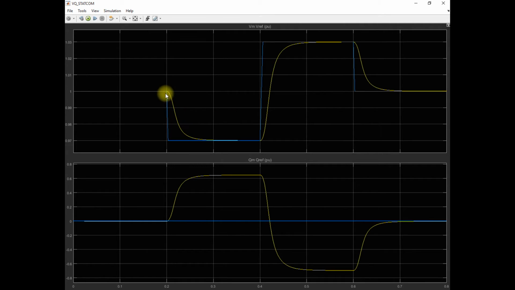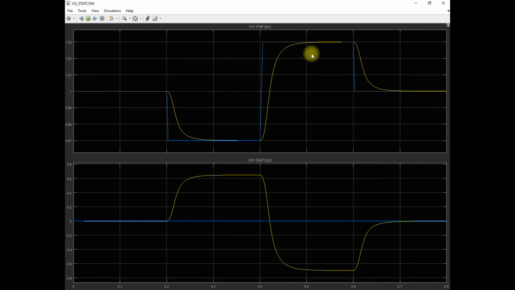So here, the V reference is 0.97 per unit at 0.2 seconds, and your measured voltage also reaches 0.97 per unit after some time. Clear. In the same way, at 0.4 seconds your voltage reference is 1.03 per unit, so your measured voltage also reaches this 1.03 per unit.